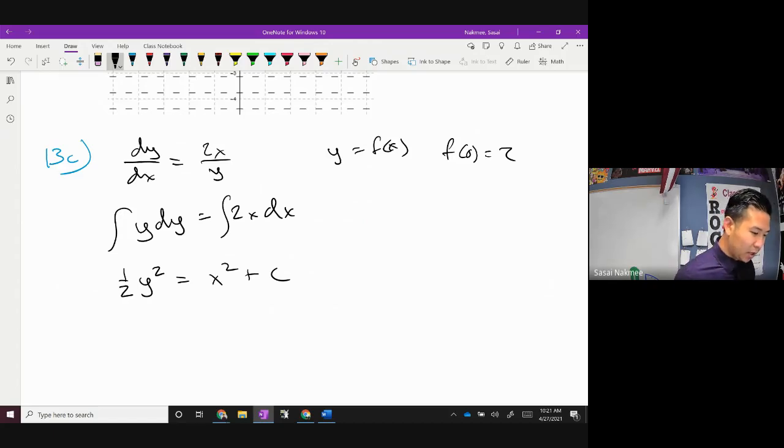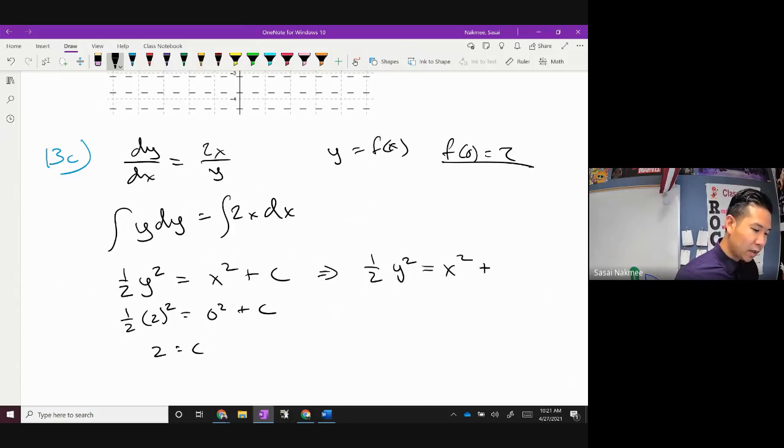Plug that in. We should get our values here. This is going to be 1/2 times 2 squared is equal to 0 squared plus c, right? With our initial condition there. This will give me 4 divided by 2, which is going to be 2, is equal to c. So I have my c initial condition here. This is going to be equal to 1/2 y squared is equal to x squared plus 2, right?